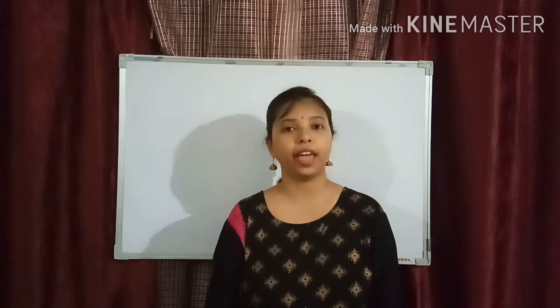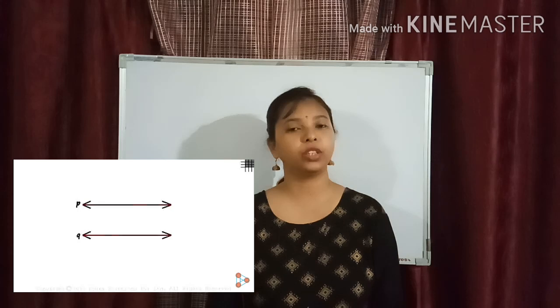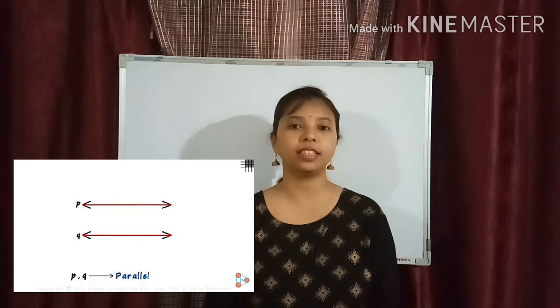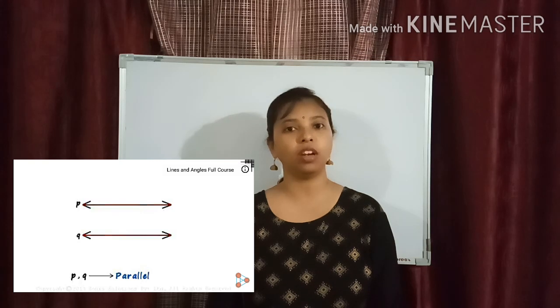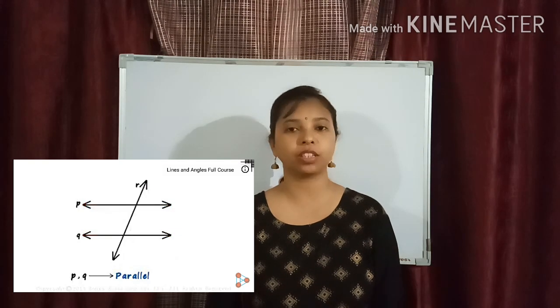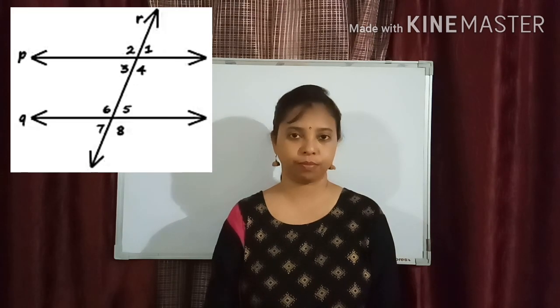But if these two lines are parallel and they are intersected by a third line, then also 8 angles form. Let us take P and Q as two parallel lines and R as the intersecting line. The intersecting line is called a transversal. Here R is called the transversal. Here also 8 angles are formed: 1, 2, 3, 4, 5, 6, 7, 8.